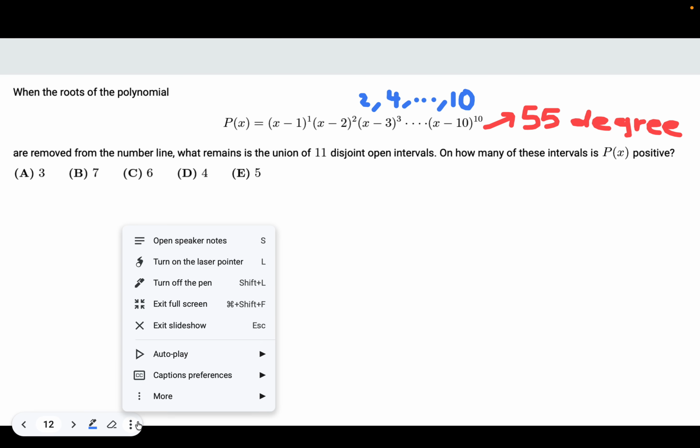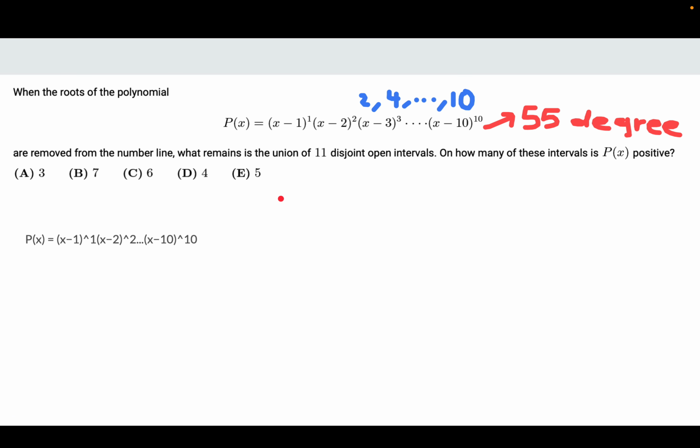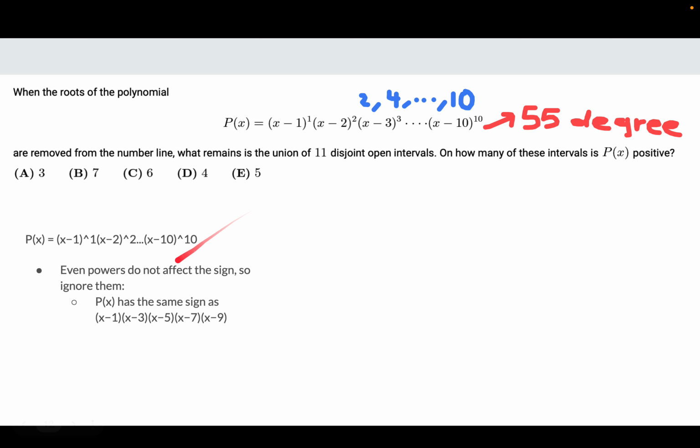We know this because it's given by the problem, and then even powers do not affect the sign. So we ignore them. Multiplying by a positive never changes the sign, and that's why we ignore them.